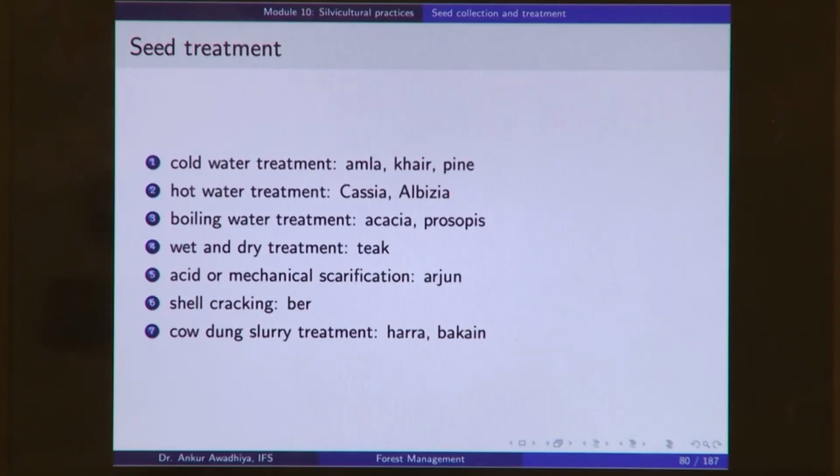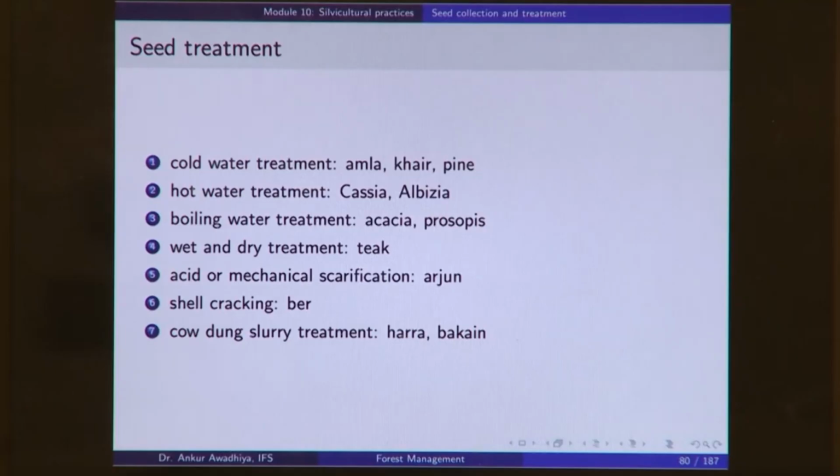Now, once you have collected these seeds, you have processed these seeds, you have stored these seeds, now you want to germinate these seeds for use in a nursery. Now, in a number of cases, before germination, the seeds have to be provided with certain other treatments to increase their level of germination. Now, why are these treatments done?